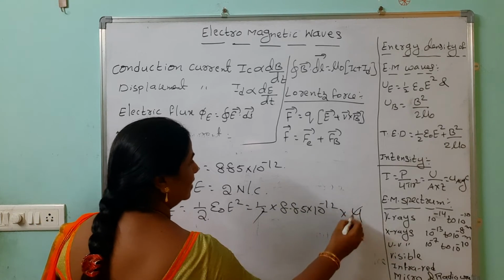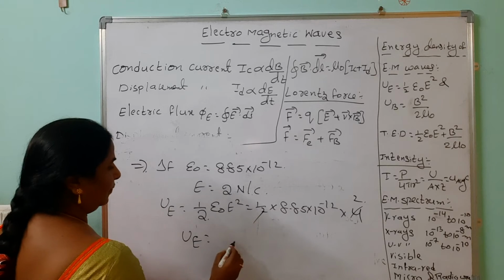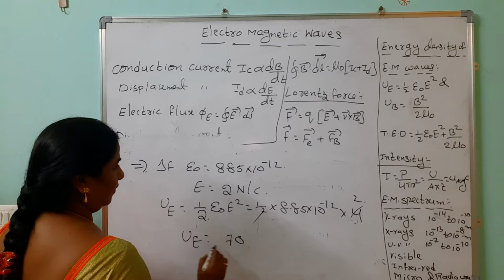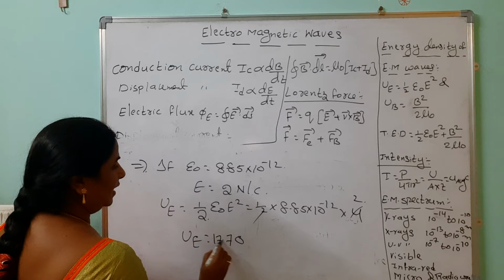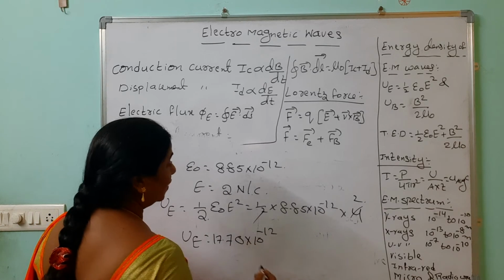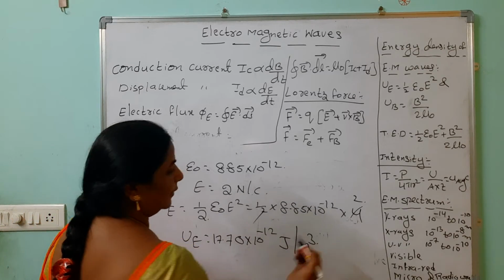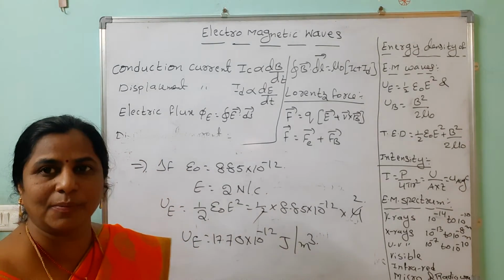After simplification, our answer is what? Energy density equals 17.7 into 10 to the power of minus 12. So what is the unit for this? Joules per meter cube we can take. Like that we can do the problems.